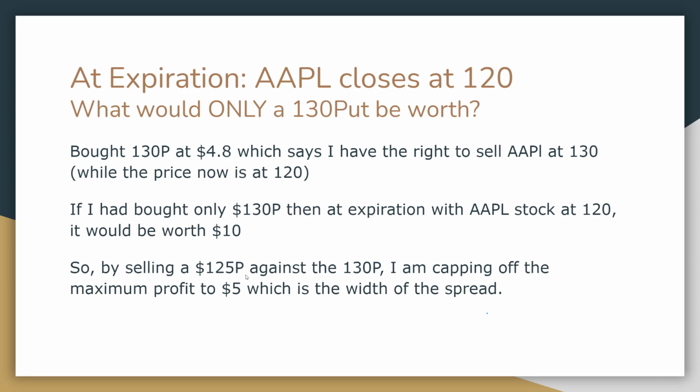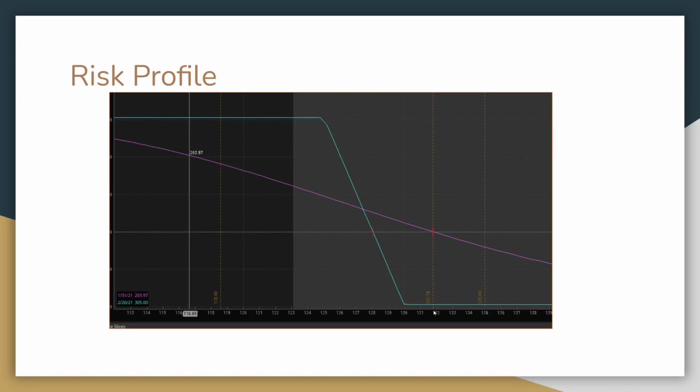So by selling the 125 put against the 130 put, you are capping the max profit at the width of the spread. You start here and then you cap it off. The profit is capped, but you are paying less too. Instead of paying $4.80, you are paying only $1.95. So by capping the profit, you are reducing your debit too.